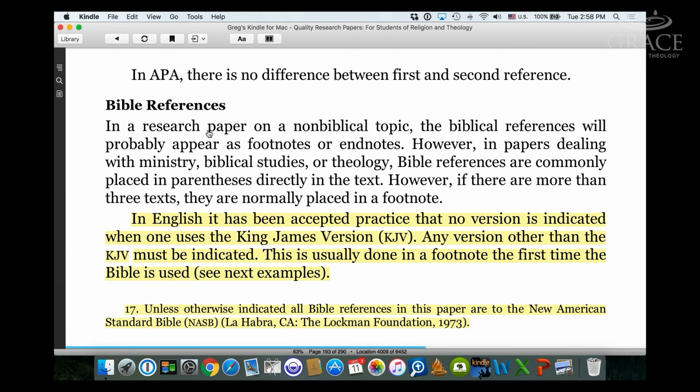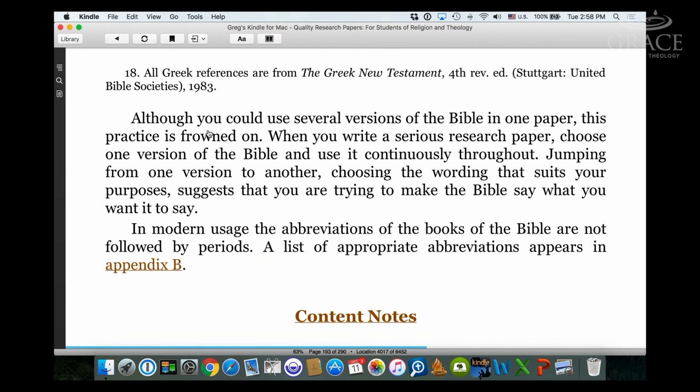I wanted to talk about Bible references. I read some things here that I've never read before. She talks about using several versions of the Bible in one paper. This practice is frowned upon, and I think that she makes good sense here. I think you should decide on a version of the Bible and be consistent with it throughout the paper.